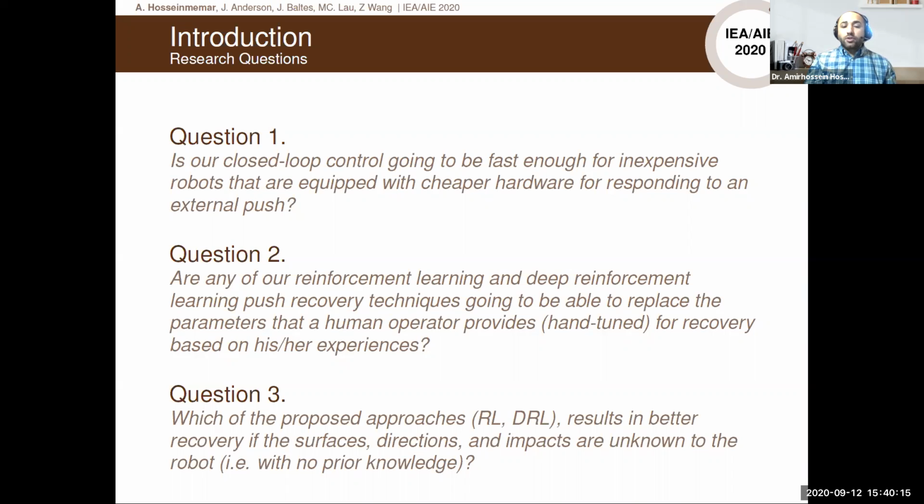Question 3, which of the proposed approaches, reinforcement learning or deep reinforcement learning, results in a better recovery if the surface, directions and impacts are unknown to the robot? For example, the robot does not have any sort of prior knowledge.